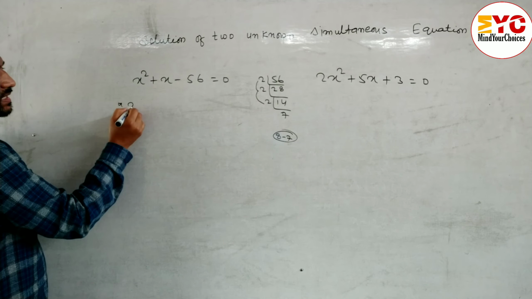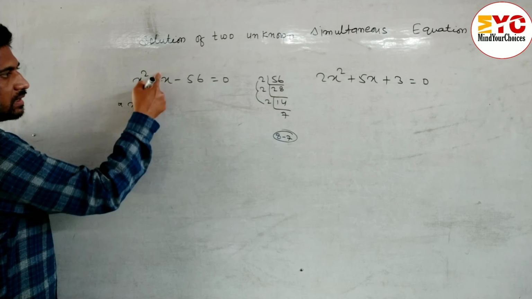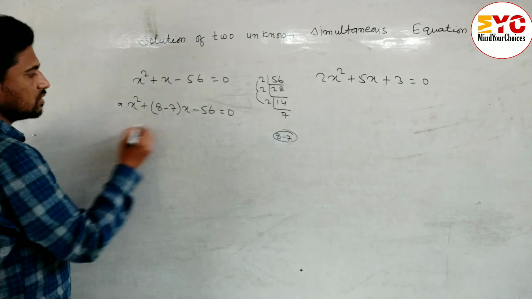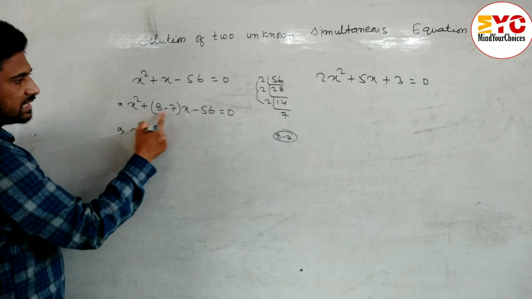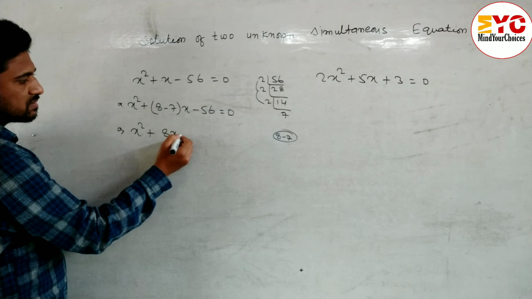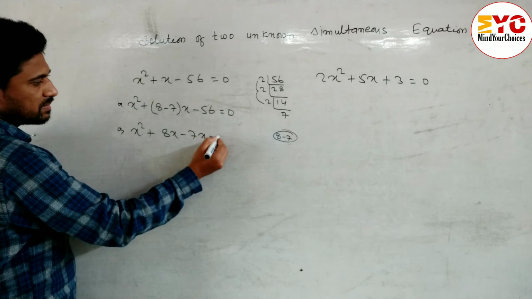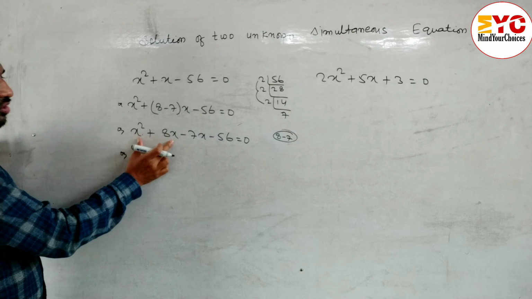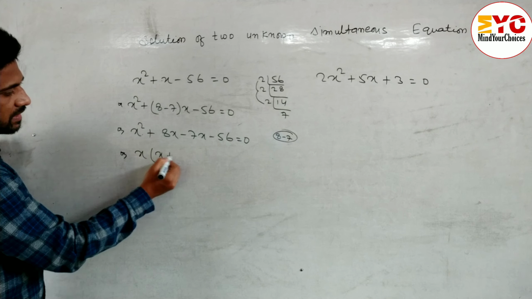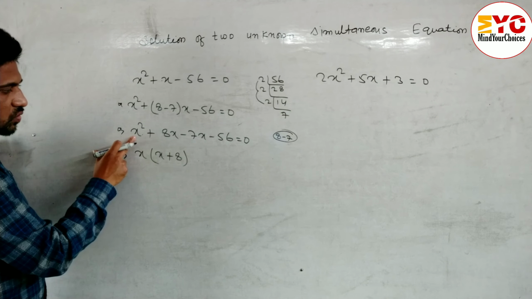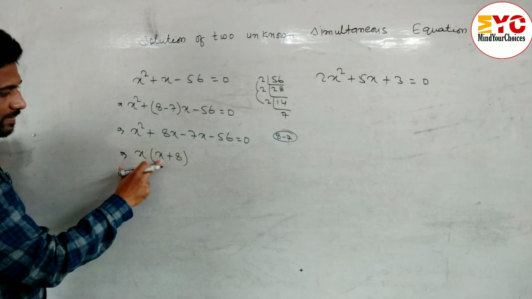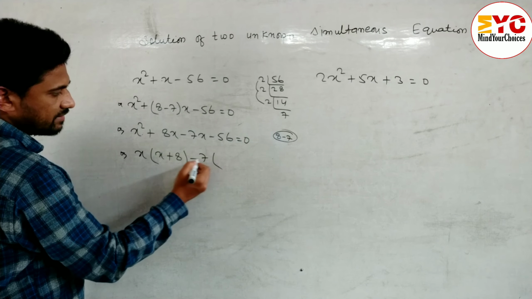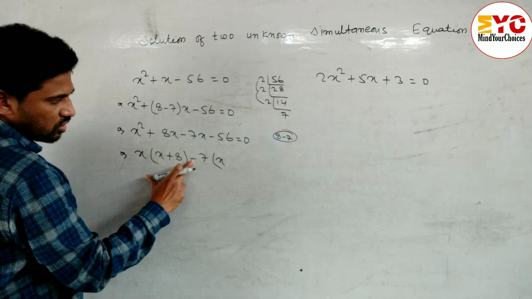So we can write like this: x square plus, in the place of 1 we can write 8 minus 7, x minus 56 is equal to 0, or x square plus 8x minus 7x minus 56 is equal to 0. From these two terms we have to take common, and the common is x, so remaining x plus 8, x into x, x square. From here we have to take 7 common, remaining x. If minus is common, we have to change the sign.